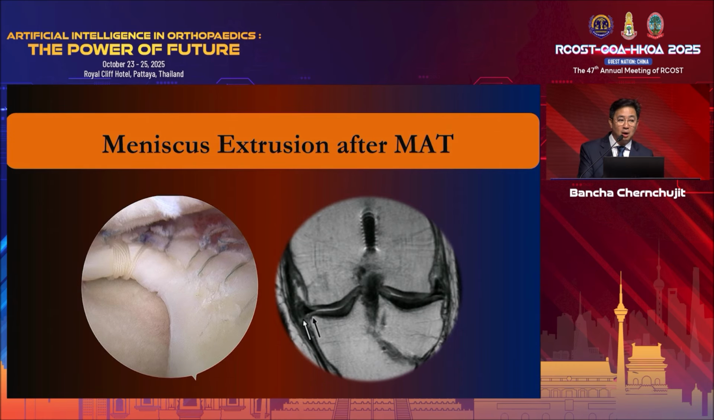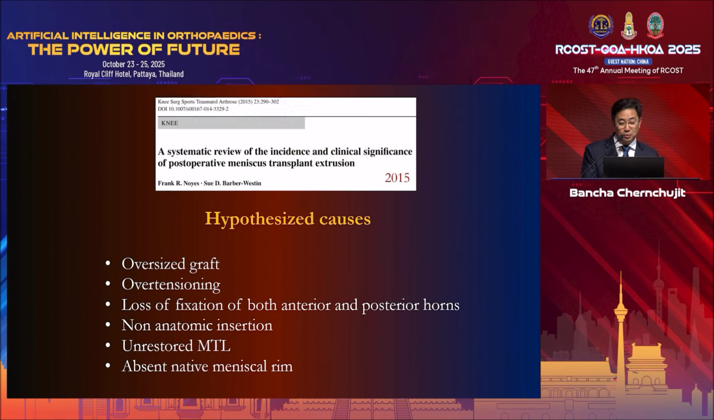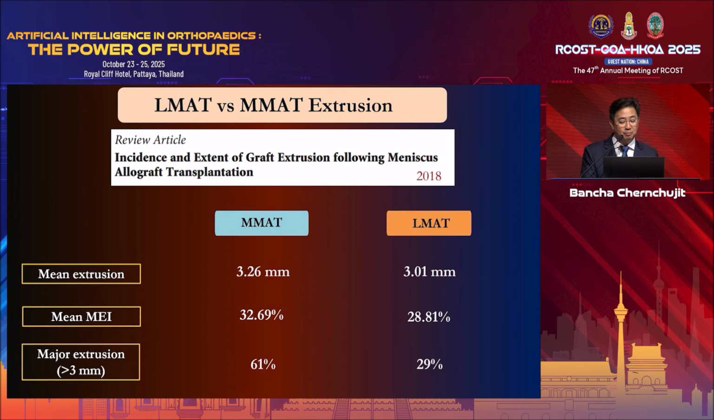Another cause of extrusion is extrusion after meniscus transplantation. From the analysis, they found that sometimes it's because of oversizing, overtension, loss of fixation of the root, or non-anatomic insertion, an unrestored meniscotibial ligament, and absence of the native meniscus rim.